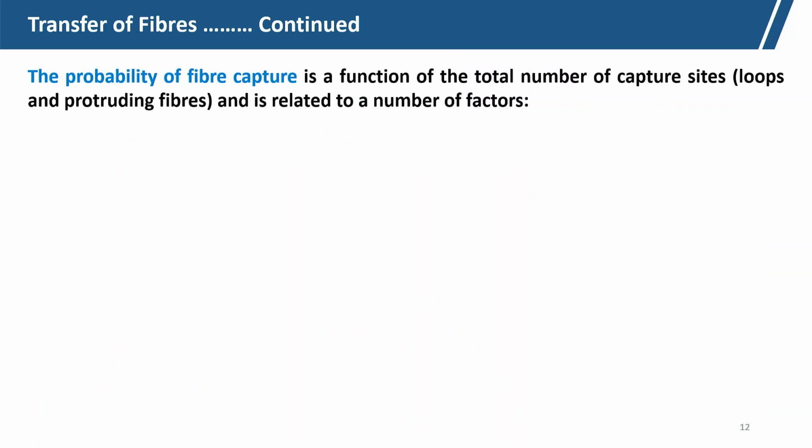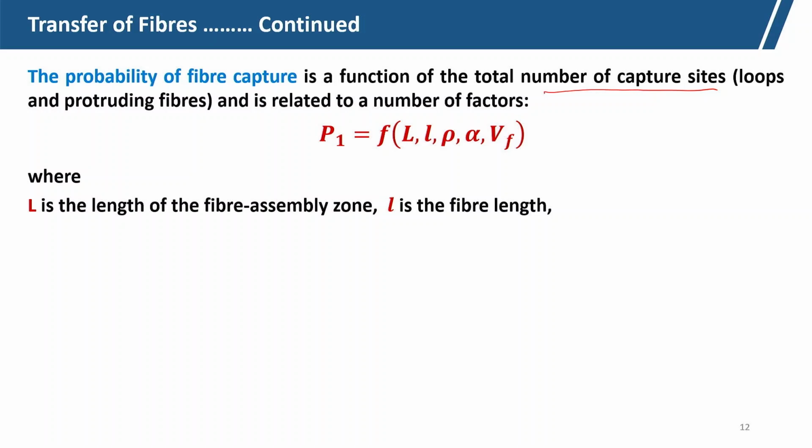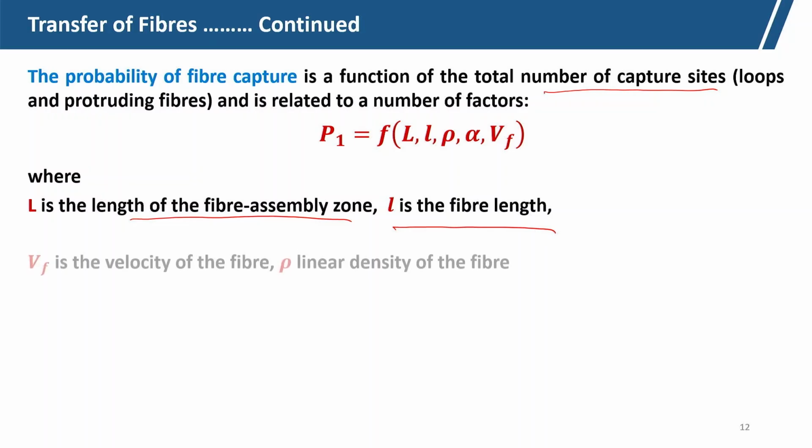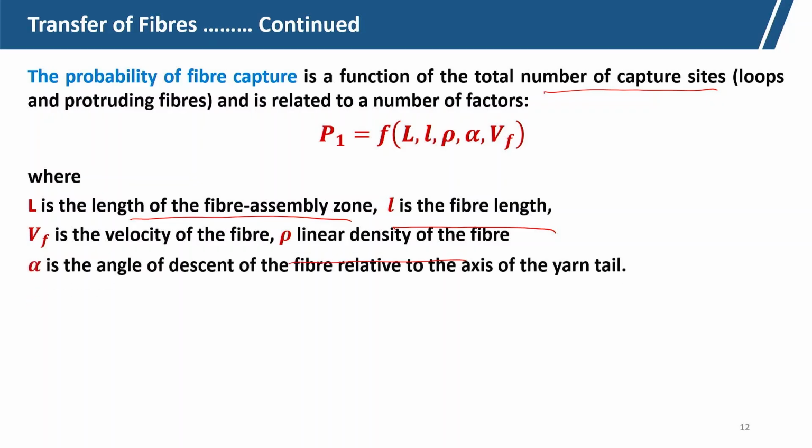The probability of fiber capture is a function of the total number of capture sites, loop or protruding fibers, the probability P1, which is a function of the length of the fiber assembly zone, small l the length of the fiber, longer the fiber, higher will be the probability, velocity of the fiber, rho is the density of the fiber, and angle of descent.